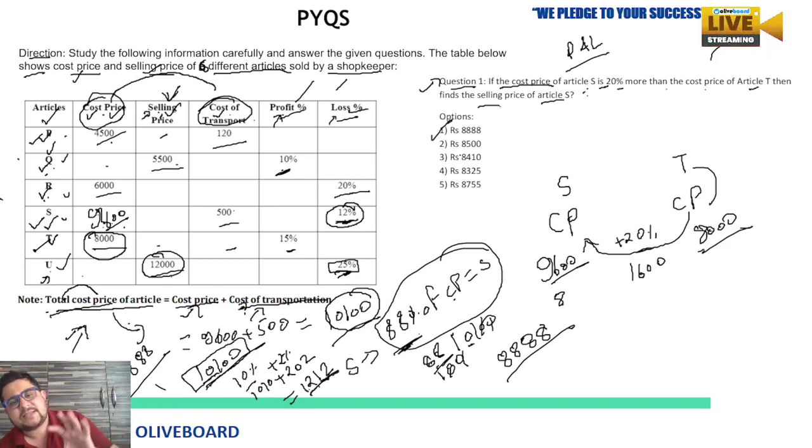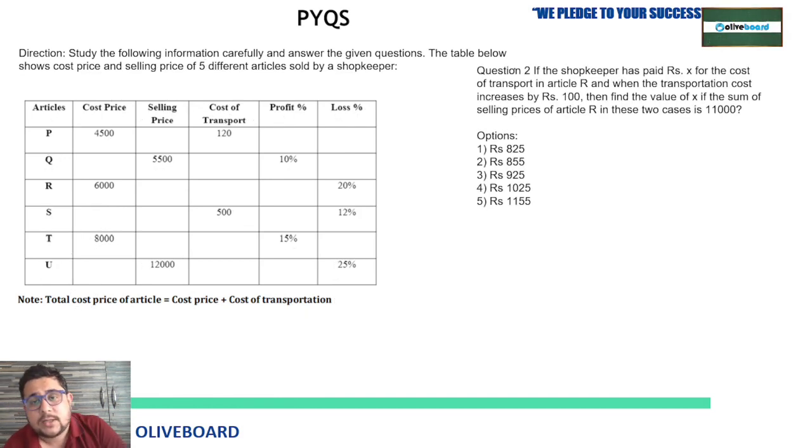So I told you in two ways. It's up to you which way you will follow. It depends on where you are getting the easy calculation. Okay, so option 1 is the correct answer. Now let's move on to the second one.